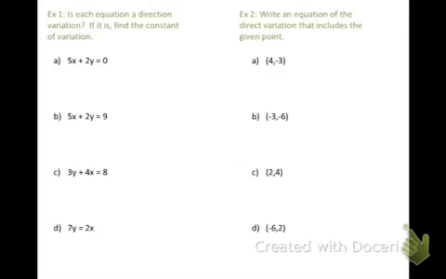So to get y by itself, first of all, you need to get 5x away from 2y, and so that means I'm going to subtract 5x from both sides. So it's 2y equals negative 5x, and then I divide by 2. So y would equal negative 5 halves x. I would do it like that.